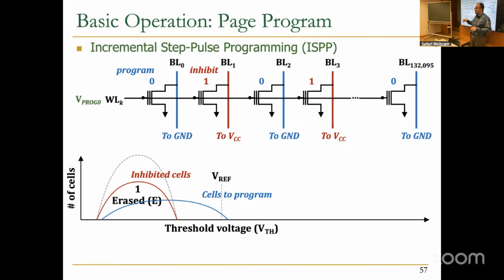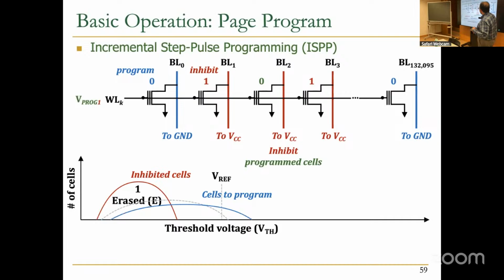So they have a Vprogram 0 and they apply it. And then after that, there are some cells that are already programmed. So after Vprogram 0, they check. After a program, we verify and we realize, okay, this cell is already programmed enough. Then for the next cycle, they inhibit this cell by adding VCC to the bit line, so this cell does not need programming anymore. And then we will repeat with another program voltage, Vprogram 1. After some time, we get to our beautiful curve that we wanted.